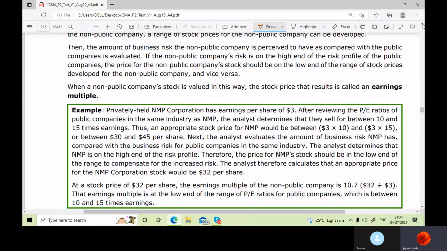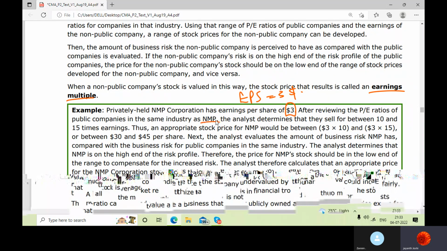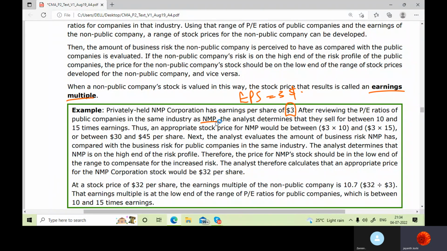Now, the earnings multiple is the approach. Privately held NMP Corporation has earnings per share of $3. So EPS is $3. After reviewing the price earning ratios of public companies in the same industry as NMP, they are comparing the performance of NMP with existing public companies in the same industry.